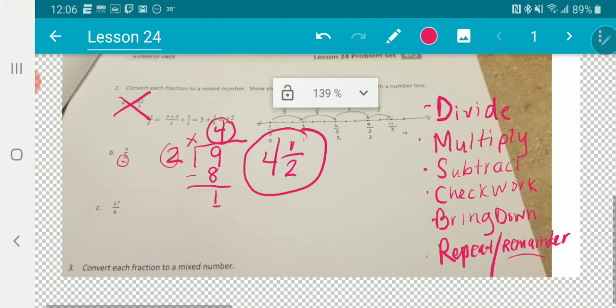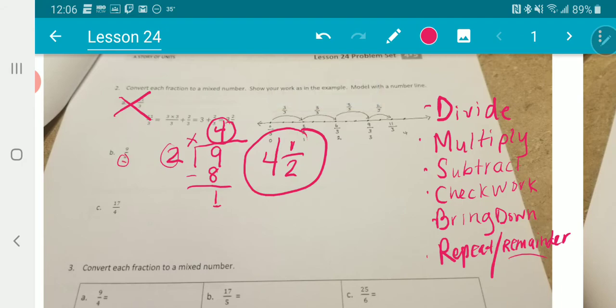Right, let's go ahead and go into 2C. So let's set up our problem. We have our 4 on the outside and our 17 on the inside.